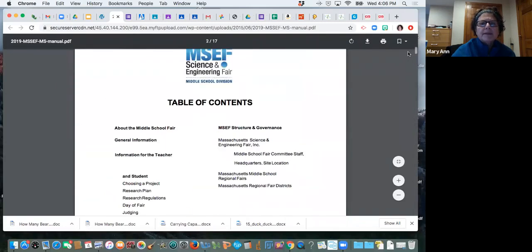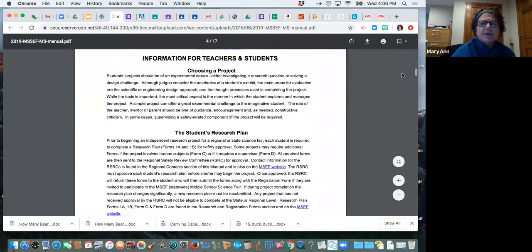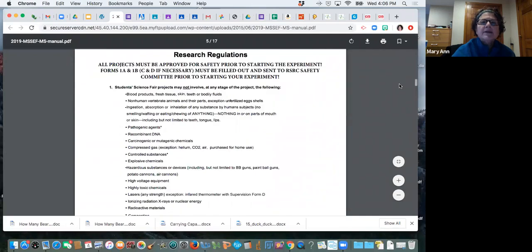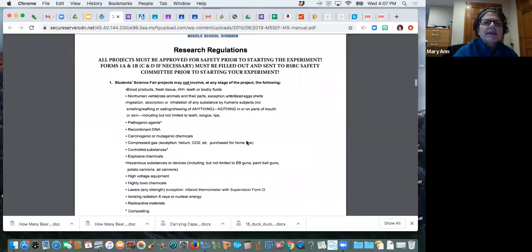And there's a table of contents up here. And then I'm just going to go right to it. Choosing a project, the plan. And here it begins, research regulation. So the project may not involve at any stage the following. It's weird how there are certain things that you would think would be okay, but are not allowed. Let me see if I can give you an example. So nothing from humans. So, I'm going to take teeth and test how different mouthwashes affect actual teeth. No, nothing like that. But bacteria is a big one.